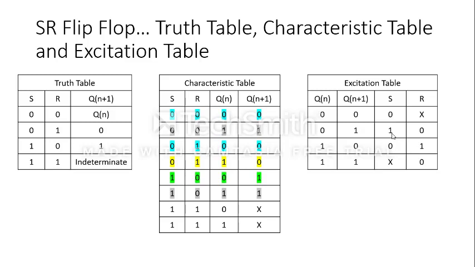Next thing, when your Qn is 1 and Qn plus 1 is 0, this third row, I will check again from this characteristic table. You can check this yellow color, Qn is 1, Qn plus 1 is 0. So that means S is 0 and R is 1. I have written this, S is 0, R is 1.